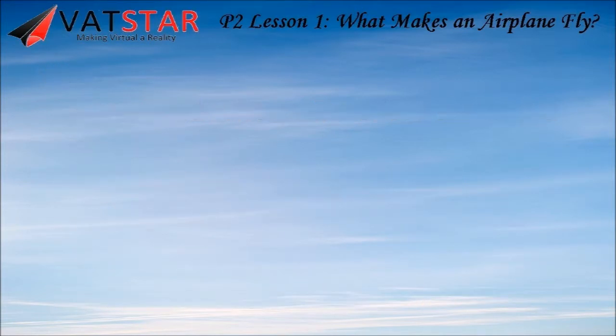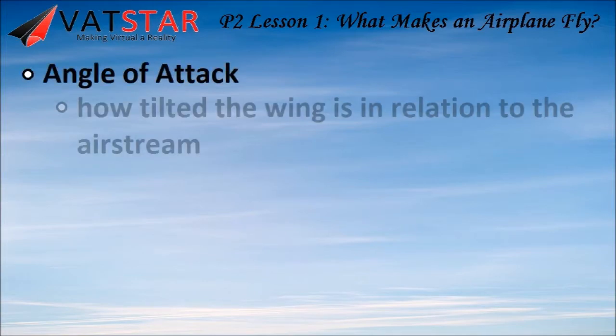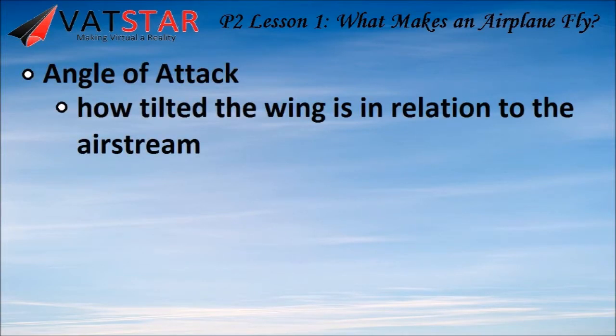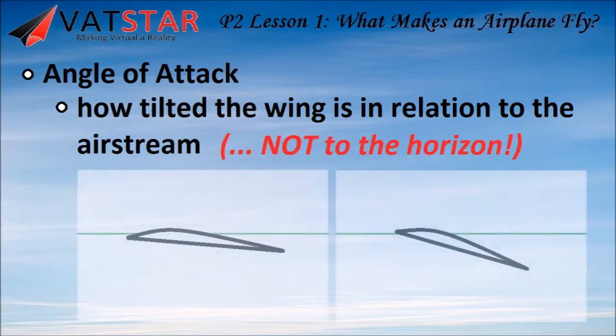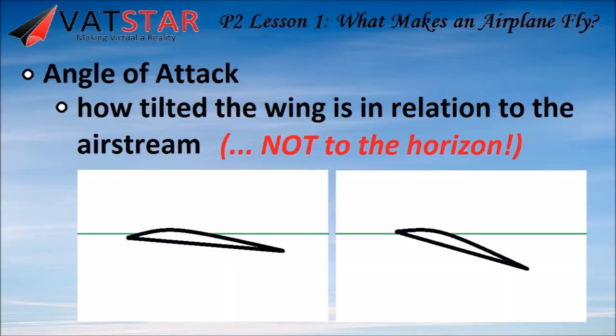Great, moving on. Angle of attack refers to how tilted the wing is in relation to the airstream it's moving through. Now, be careful, that doesn't mean its angle relative to the Earth. What I mean by that is, take these two wings and tell me which one has the higher angle of attack. Well, you might say the second one on the right because it's tilted up higher. But the answer is, you don't have enough information. It depends on the angle of climb or descent.